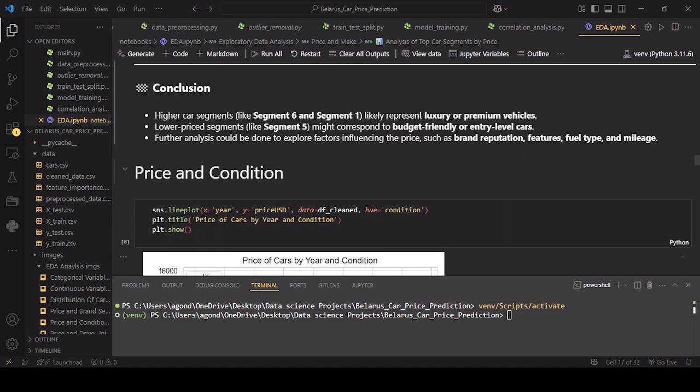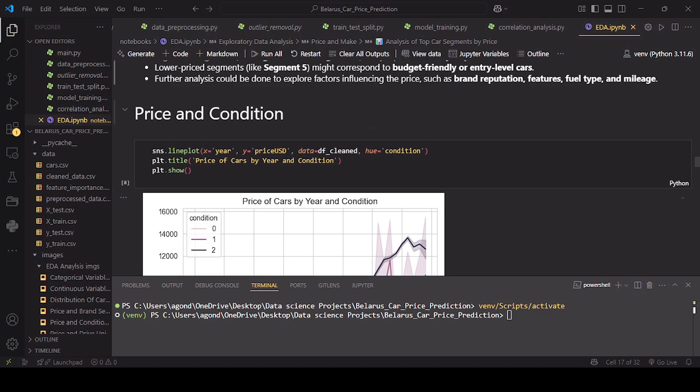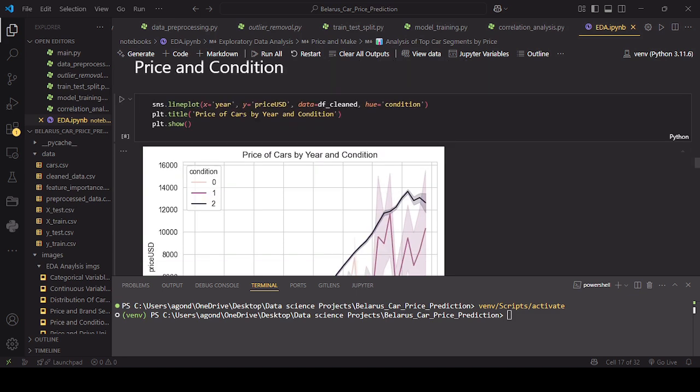Okay, then we have taken the visualization and insights. In conclusion we can say that segments 6 and 1 likely represent the luxury ones, then the lower price ones like 5 correspond to the budget-friendly and entry-level ones. Further analysis could be done to explore factors including price, brand reputation, features, and different types of stuff.